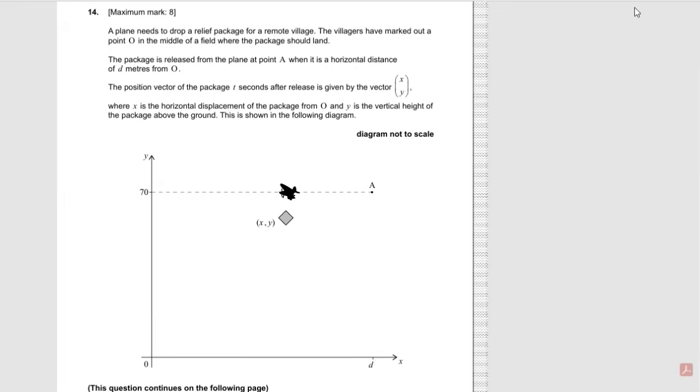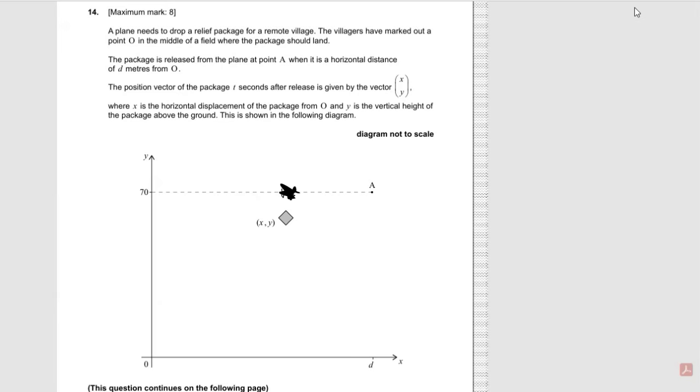Question 14. It's an 8 mark question. A plane needs to drop a relief package for a remote village. The villagers have marked out a point O in the middle of a field where the package should land. All right, so the package is released from the plane at the point A when it is a horizontal distance of d meters from O. We can see that this is where the package is released.